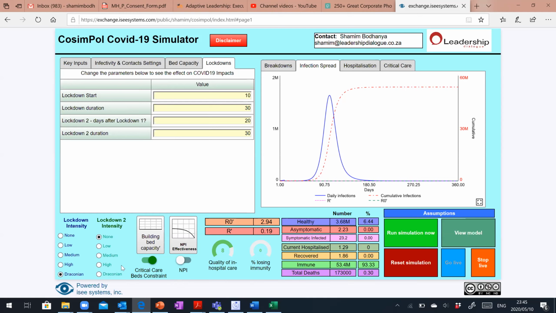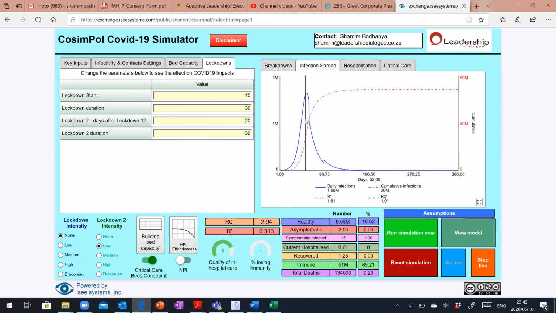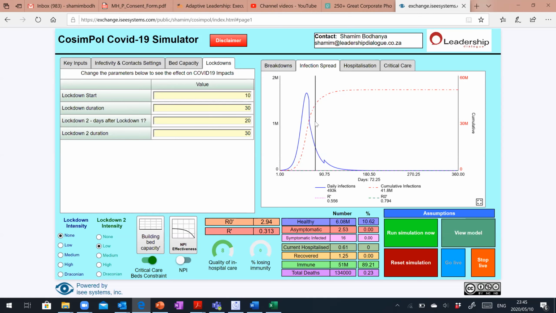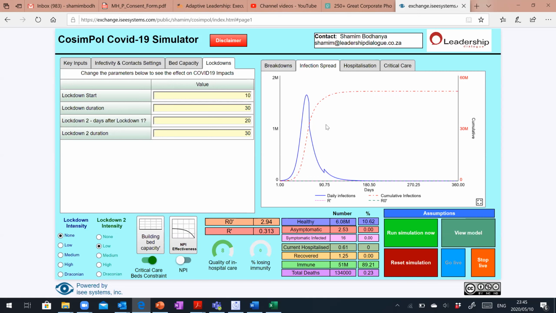Now, what I'd like to do is I'd say none, and I'm going to go to lockdown intensity 2. If we go to low, you now start to see some difference. And what's happening here is we've brought the deaths down by some 40,000, and so this is with a fairly low intensity. So we're already starting to see some impact of lockdowns. If we go to medium, that's brought the deaths down even further.